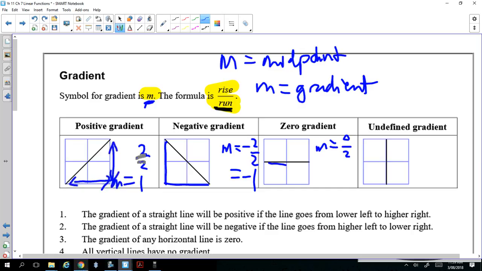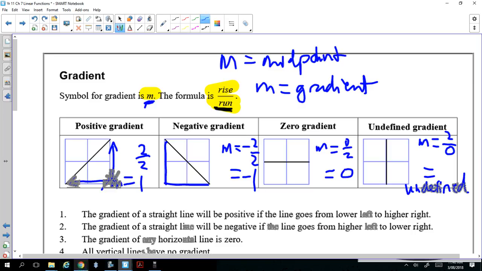How about a vertical line? You get 2 over 0. What's 2 over 0? Undefined. So when it's a vertical line, it does not have a gradient. Just remember that. So positive gradient, negative gradient, 0 gradient, or undefined gradient. All right? Remember this clearly. This is important. All right, this is all explained here. That's positive, negative, 0, no gradient.